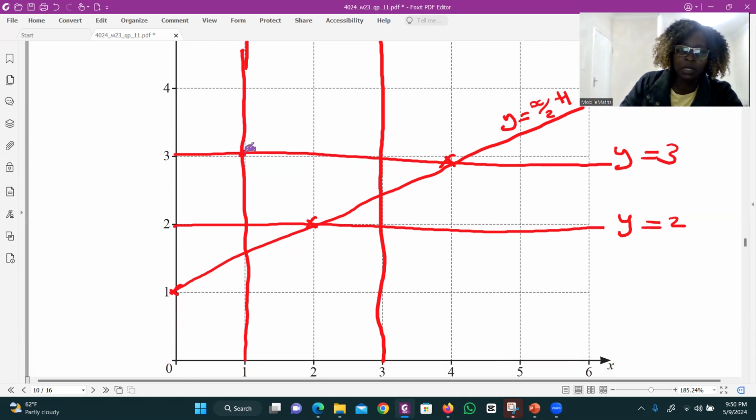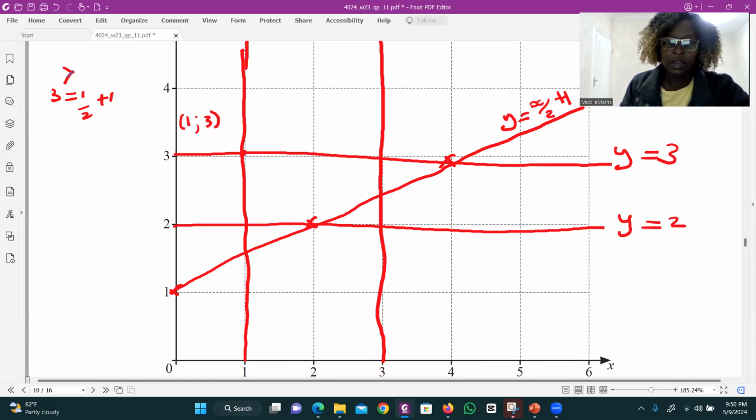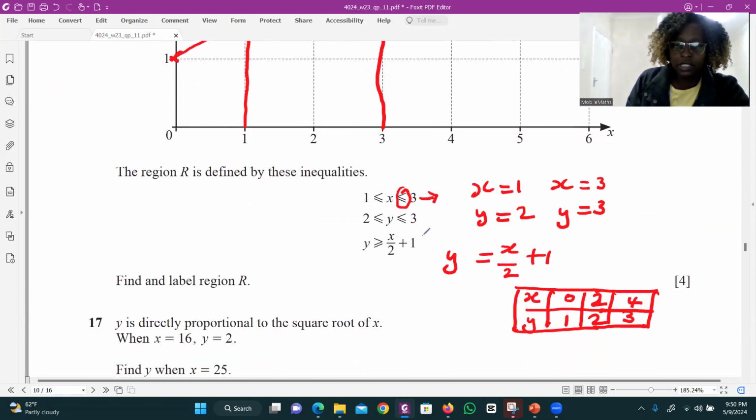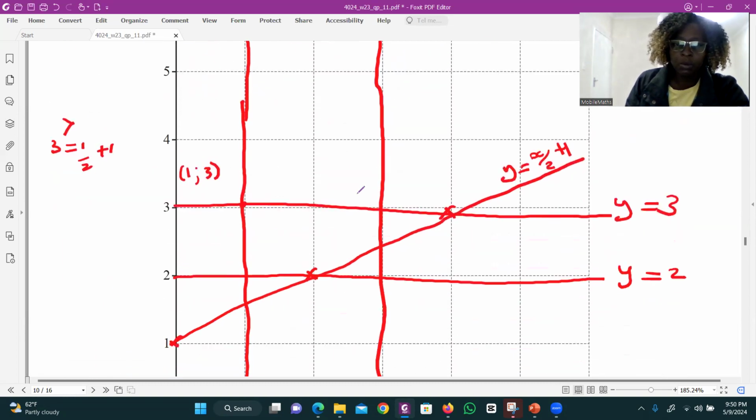I can take this point here, where x is 1 and y is 3, to see if it's the wanted region. So I can say y is 3, and 3 is equal to x, which is 1, over 2 plus 1. So you find out this x, y is greater than, which satisfies this equation here. So this side here, the upper top, this whole region here is the wanted region.